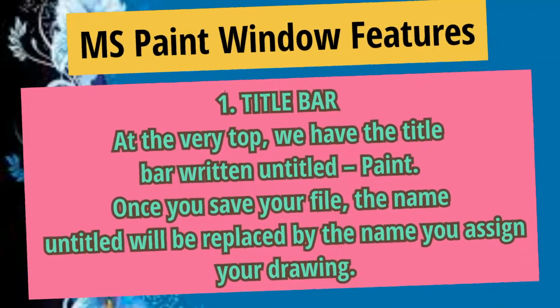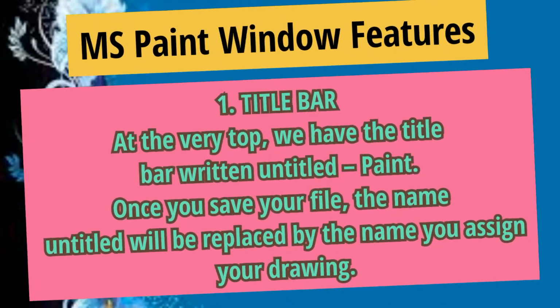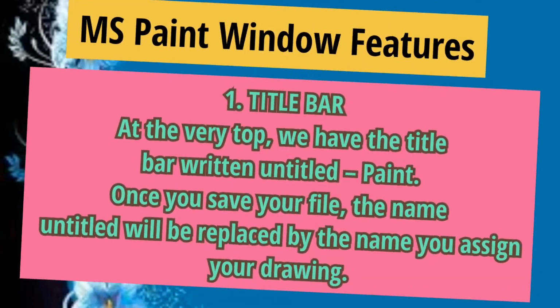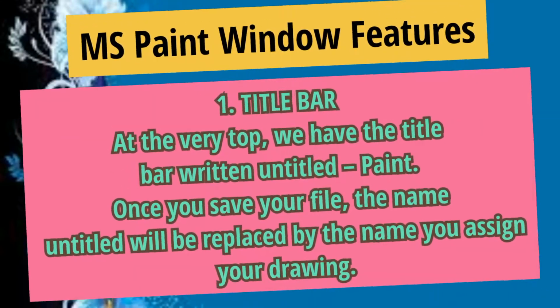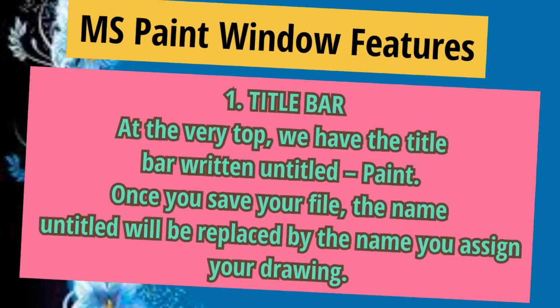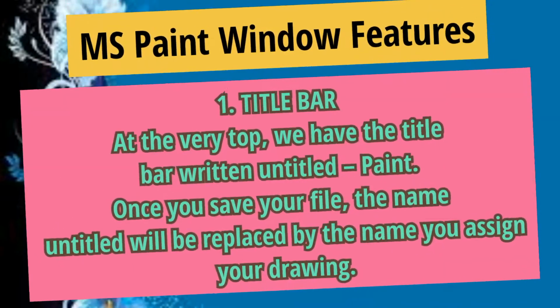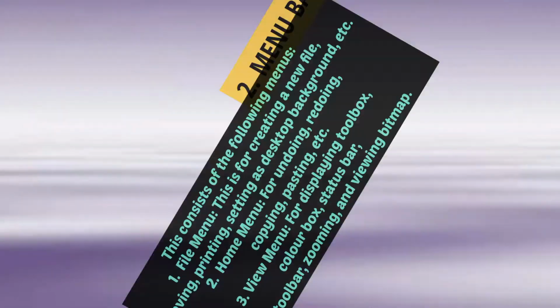So the first feature is the title bar. At the very top we have the title bar, which is written as Untitled Paint. Once you save your file, the name Untitled will be replaced by the name you assign your drawing. It means when you finish your work and save it, you will get your name at the top.